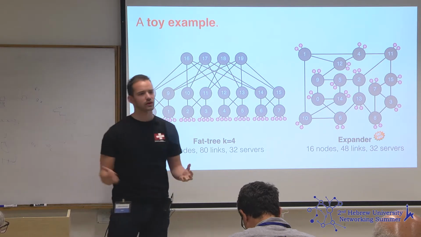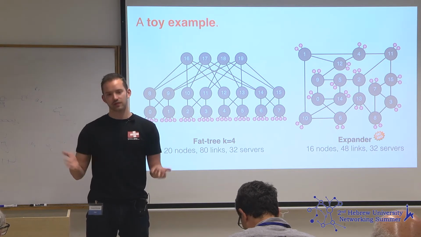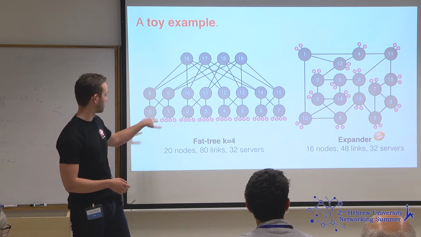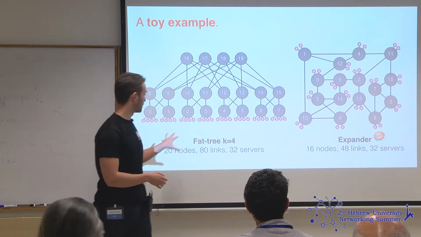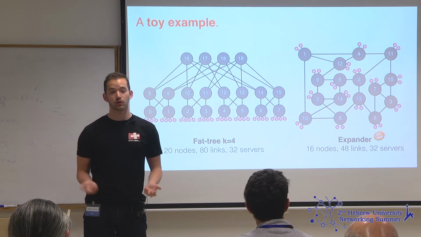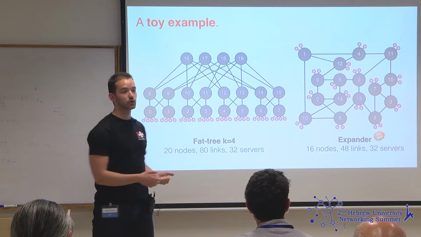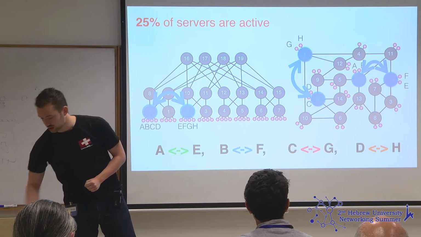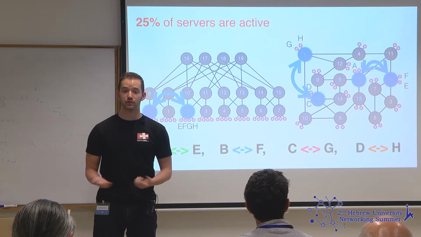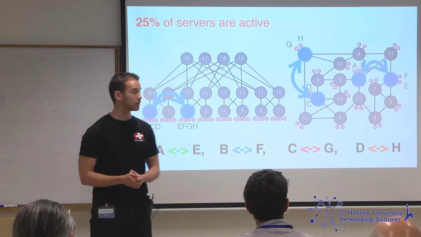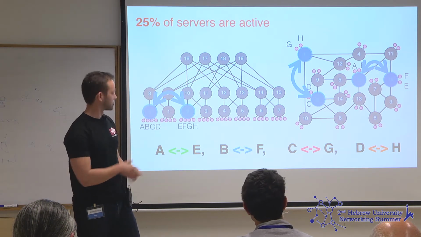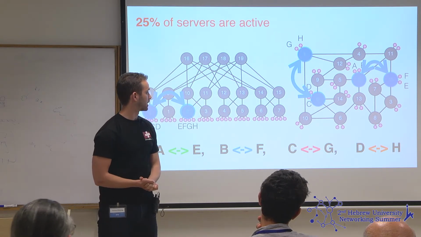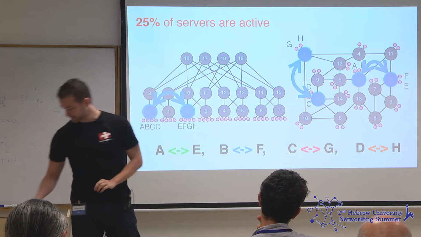So I've now been talking about expanders, and let's give a toy example. On the left-hand side we have a fat tree, which is double oversubscribed and has 20 nodes. On the right-hand side we have an expander with 16 nodes, built at 80% of the cost, so it has 80% of the nodes. Let's introduce a skewed traffic matrix in which only 25% of the servers are active. This means that these two nodes within the fat tree are active, and this translates in the expander to these 4 TORs.